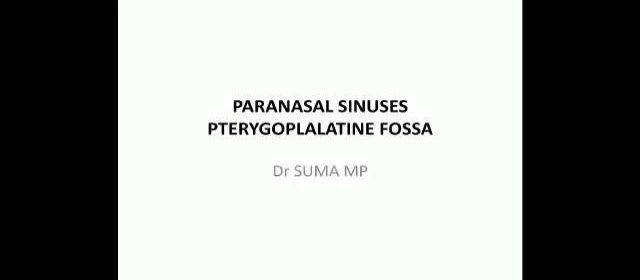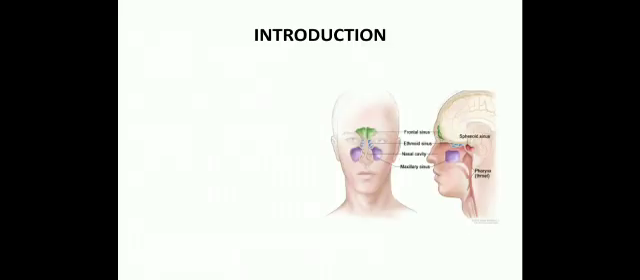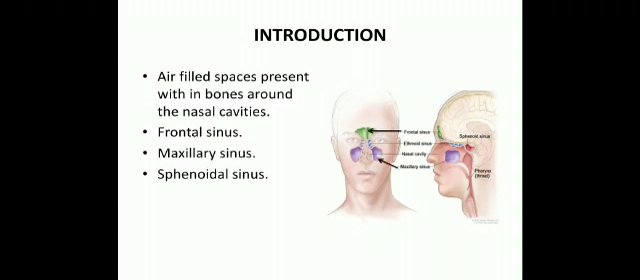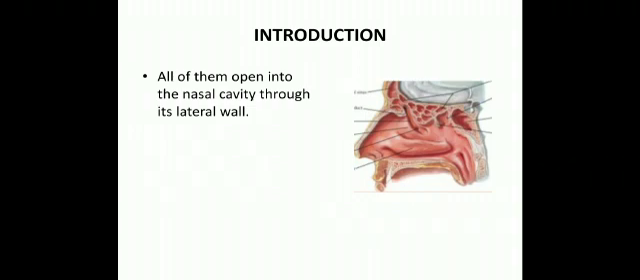Hello everyone. The topic for this session is paranasal sinuses and pterygopalatine fossa. The paranasal sinuses are air-filled spaces present within the bones around the nasal cavities. There are four paranasal air sinuses. They are the frontal sinus, maxillary sinus, the sphenoidal sinus and the ethmoidal sinus. All of them open into the nasal cavity through its lateral wall.